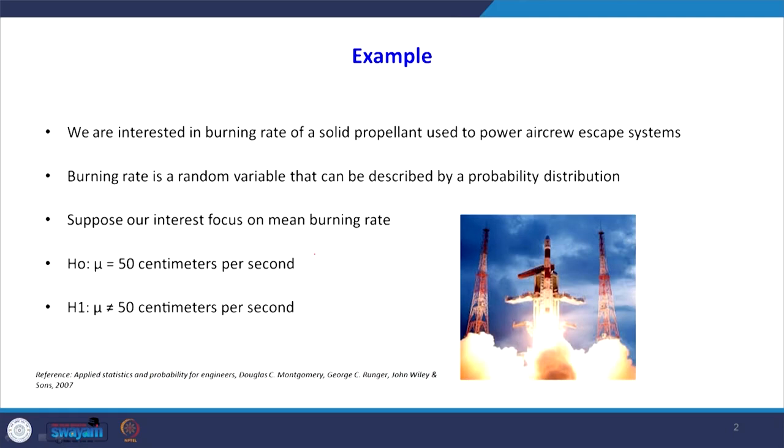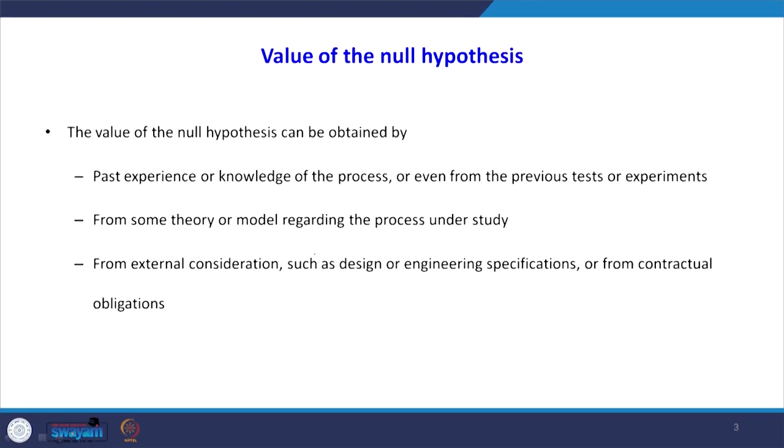Burning rate is a random variable that can be described by a probability distribution. Suppose our interest focuses on the mean burning rate. So, the null hypothesis is mu equal to 50 centimeters per second, and the alternative hypothesis is mu not equal to 50 centimeters per second. You see that in the previous slides we have assumed mu equal to 50, but what is the basis for that 50?